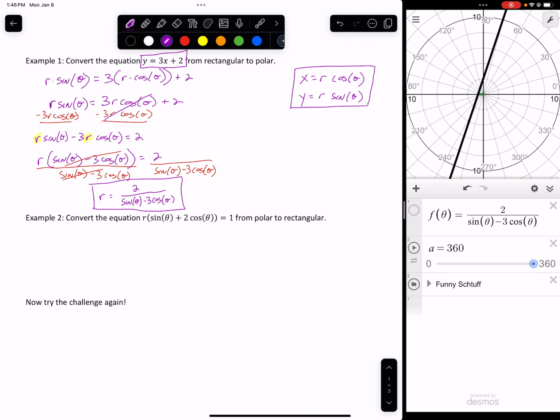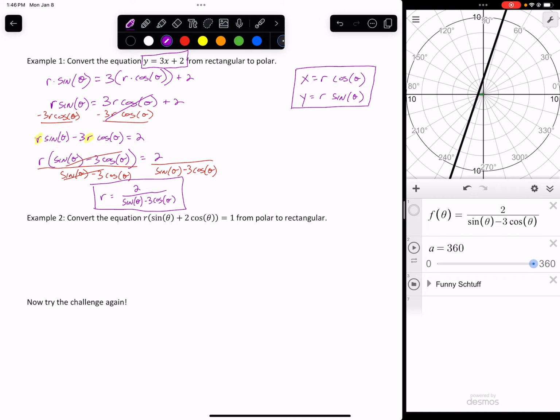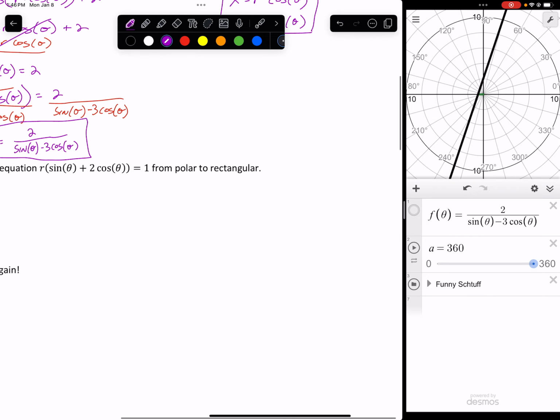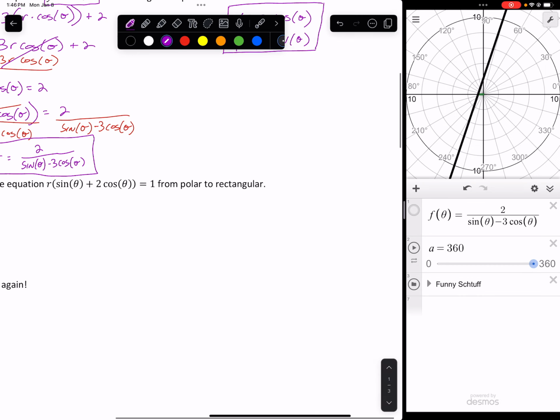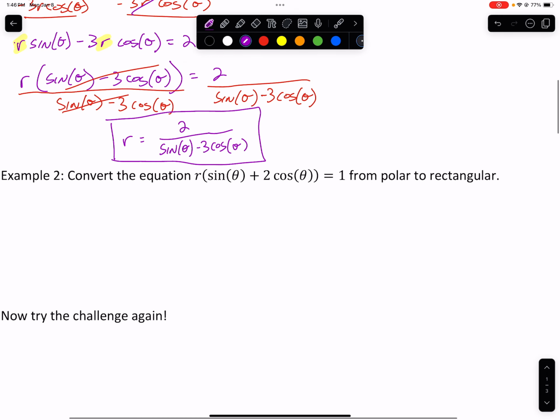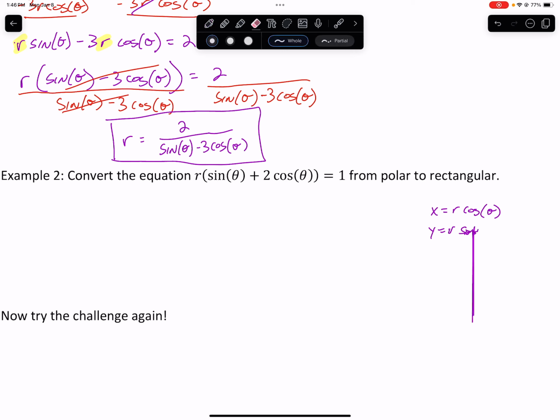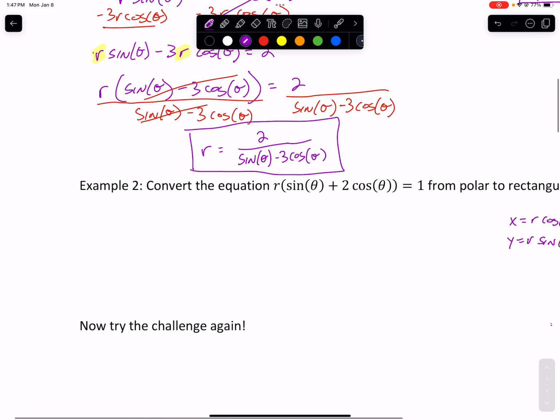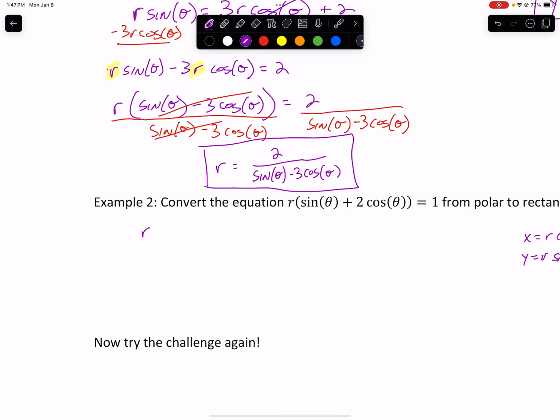So there you can see that we have the same equation. So we just converted it. Now we're going to go from polar to rectangular. We are going to use the same idea here. We're going to work with the idea that x equals r cosine of theta and y equals r times sine of theta. So we're going to distribute that r. So r sine theta plus 2r cosine of theta equals 1. So I just distributed this r to both terms.